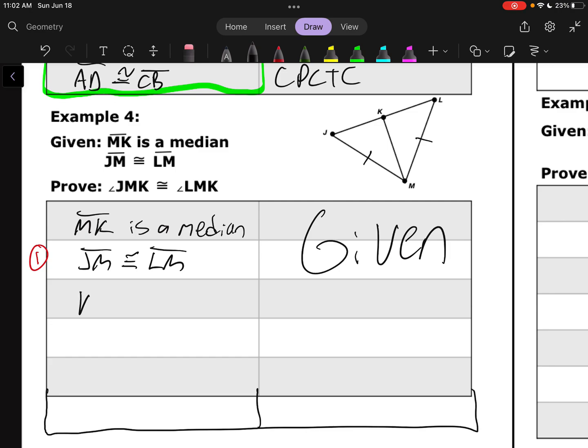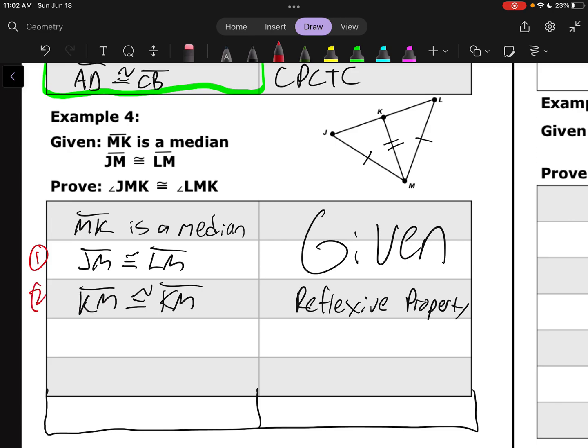Let's get KM congruent to KM by the reflexive property. All right, anytime those triangles are smushed together, we get to mark that side in the middle. That's a second congruent thing. We need a third congruent thing. Well, luckily, we know what a median does, right?